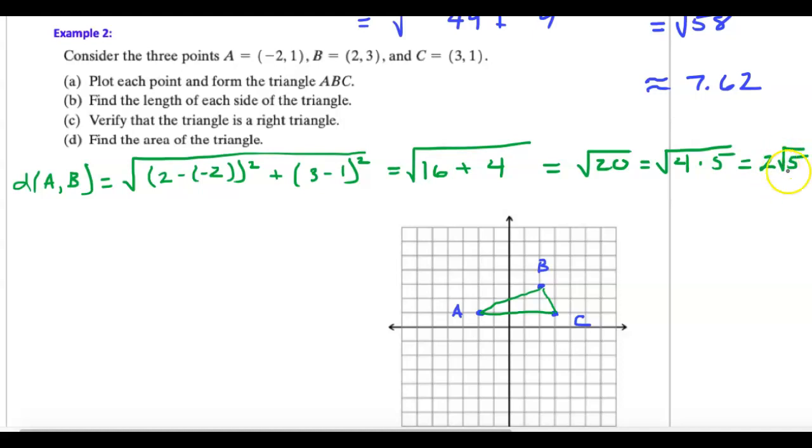And of course, I could turn this into a decimal if I wanted to, but I'm perfectly fine to leave it as a radical, which we will do sometimes depending on context. So I've found this piece right here, AB, so that's 2 radical 5. Now I want to find the distance of BC. I want to find this segment here. And so let's use a different color for that. So the distance between B and C.